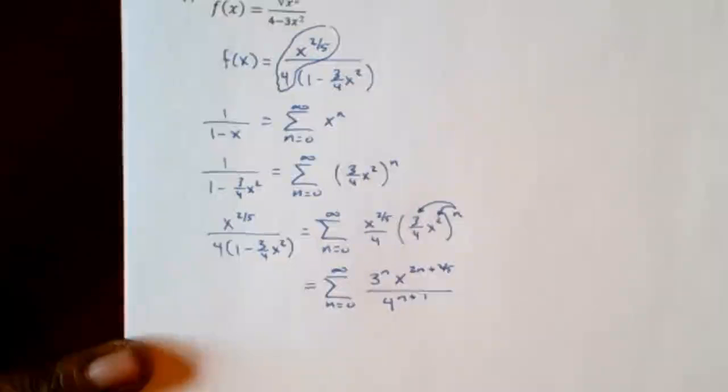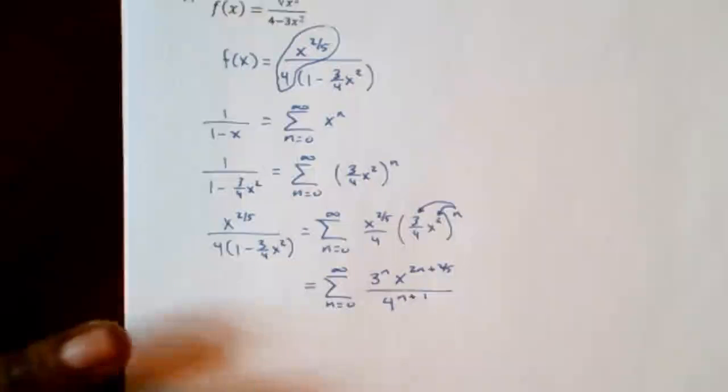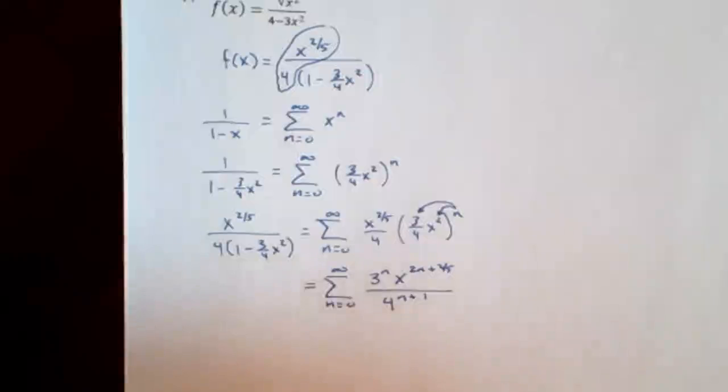All right. And again, I could have written that a little differently. I could have written it instead of divided by 4 to the n plus 1, I could have multiplied by 1/4 to the n plus 1. It's just how you see it.